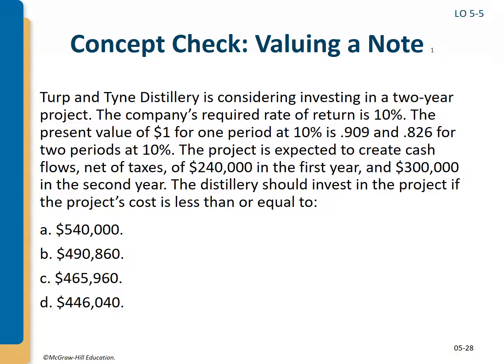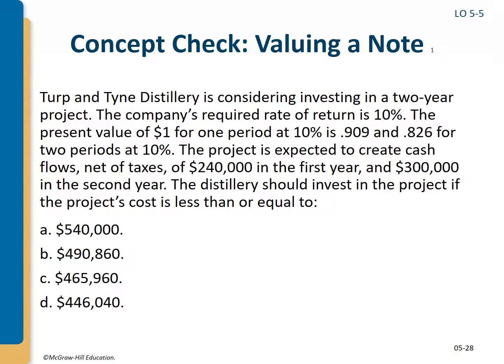Turpentine Distilleries is considering investing in a 2-year project. The company's required rate of return is 10%, so they expect a 10% interest rate. The present value of 1 for 1 period at 10% is 0.909 and 0.826. So those are the factors right from the table, from the 10% column, first period, N is 1, N is 2. The project is expected to create cash flows of $240,000 in the first year and $300,000 in the second year. The distillery should invest in the project if the project's cost is less than or equal to.